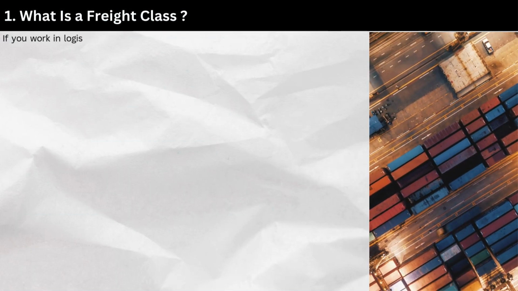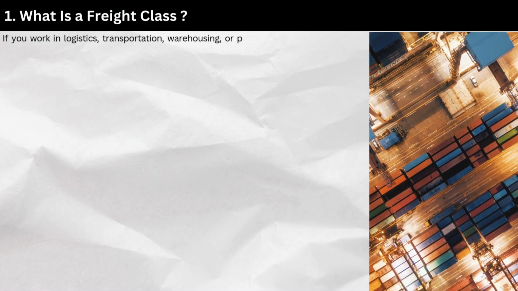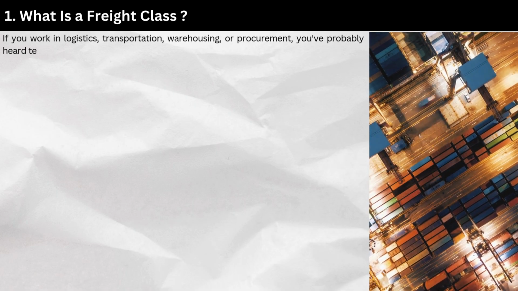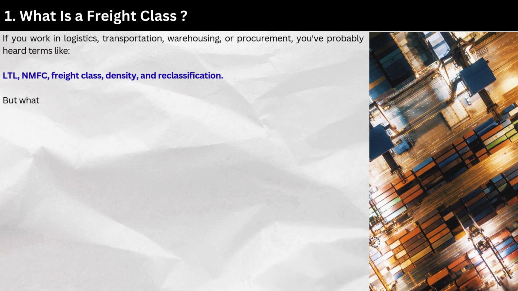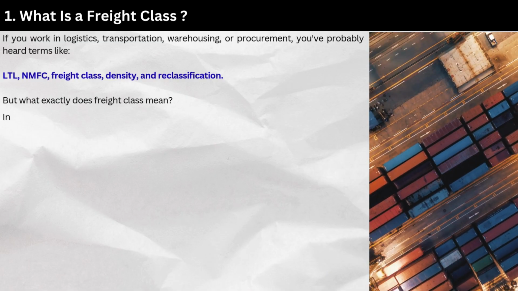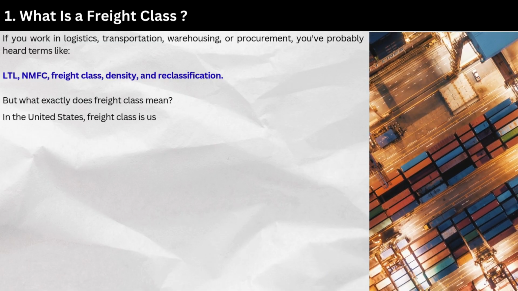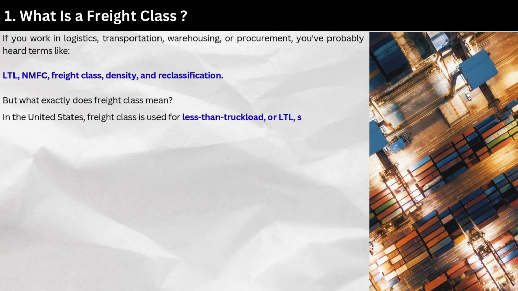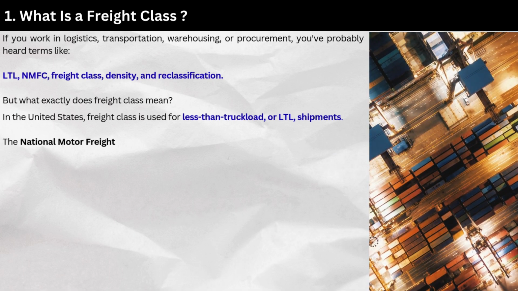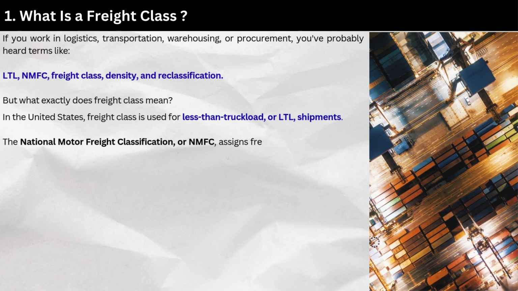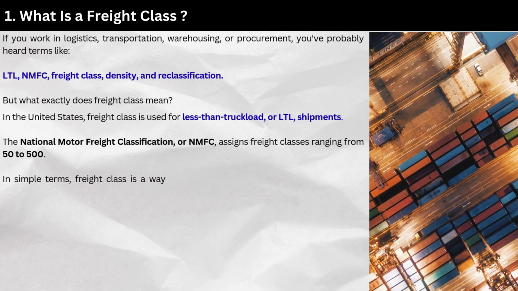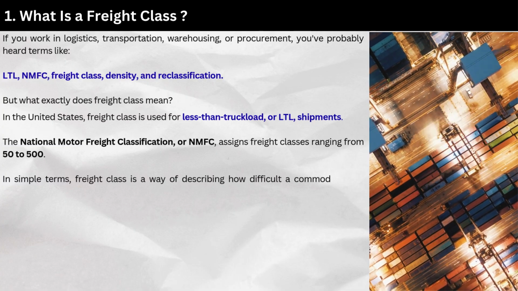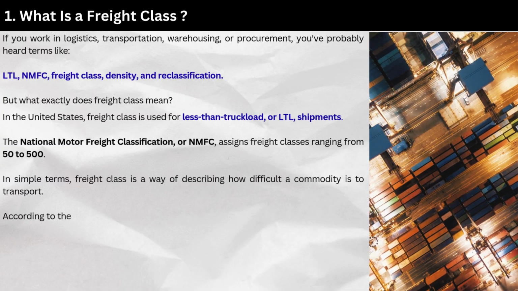If you work in logistics, transportation, warehousing, or procurement, you've probably heard terms like LTL, NMFC, freight class, density, and reclassification. But what exactly does freight class mean? In the United States, freight class is used for less than truckload, or LTL, shipments. The National Motor Freight Classification, or NMFC, assigns freight classes ranging from 50 to 500. In simple terms, freight class is a way of describing how difficult a commodity is to transport.